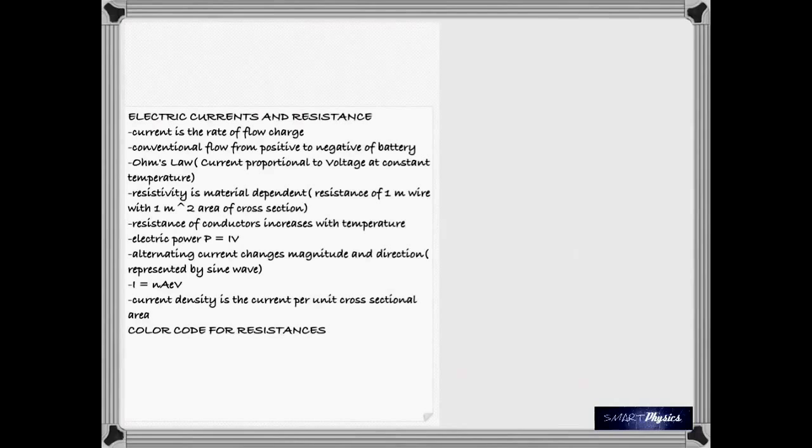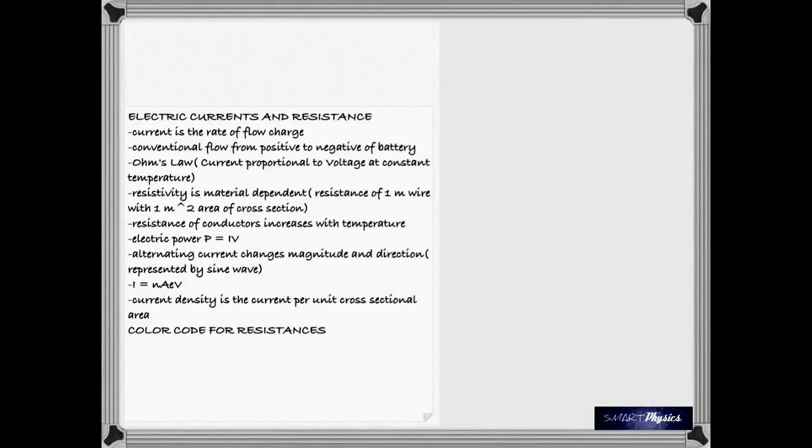When you take a microscopic look at the current, the formula for current becomes N times A times E times V. Okay, what are these terms? N is the number of free electrons in 1 meter cube. A is the area of cross section of the conductor. E is the charge of the electron, and V is the drift velocity of the electron.